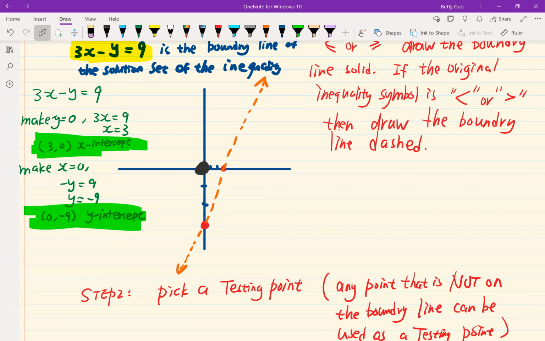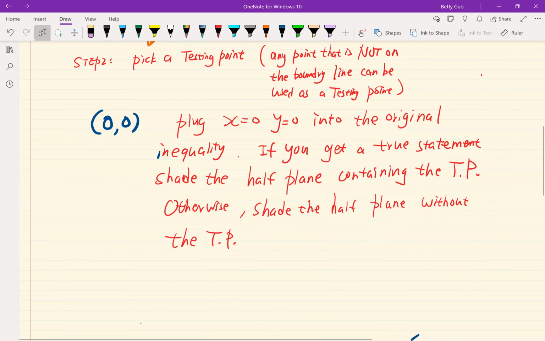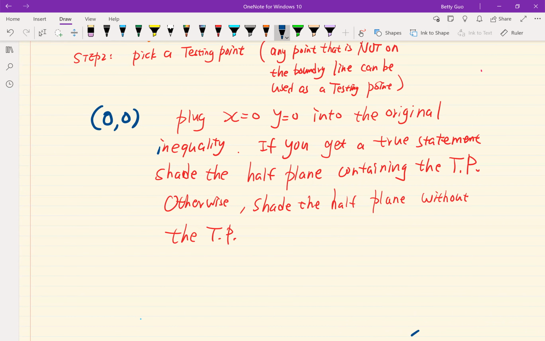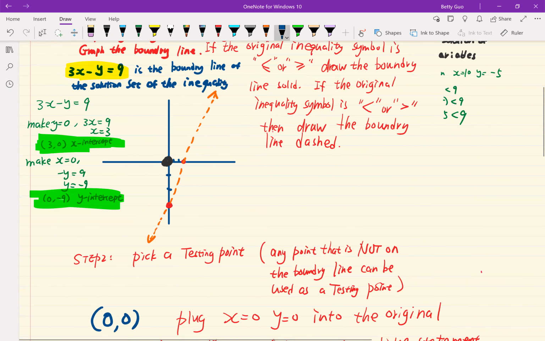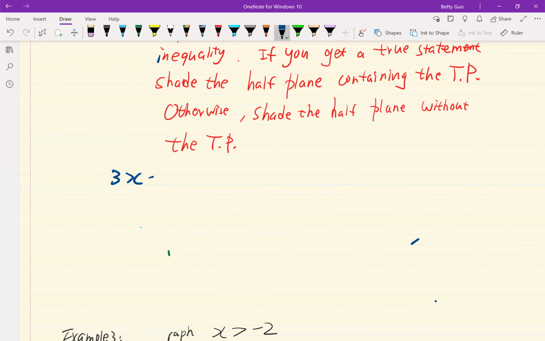Most of the time, I use 0, 0 because it's easy and convenient, as long as 0, 0 is not on the boundary. In this case, the origin is not on the boundary, so we can use 0, 0. Let's plug 0, 0 into the original inequality. The original inequality is 3x minus y less than 9. Plug in x equals 0, y equals 0.